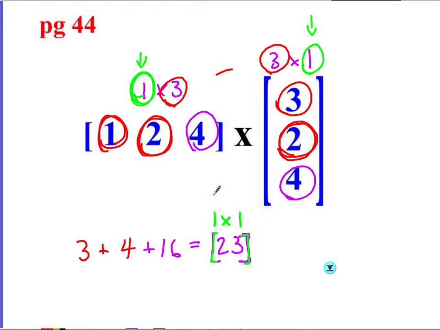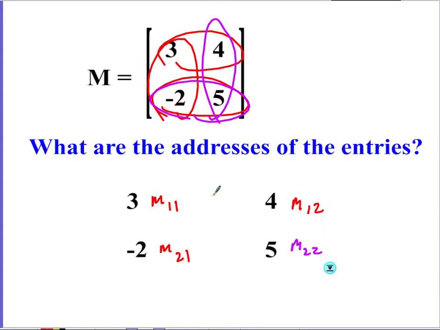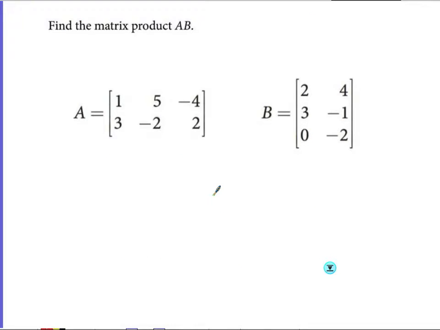Alright. So this was a very simple example. Now let's take a look at a more complex example.